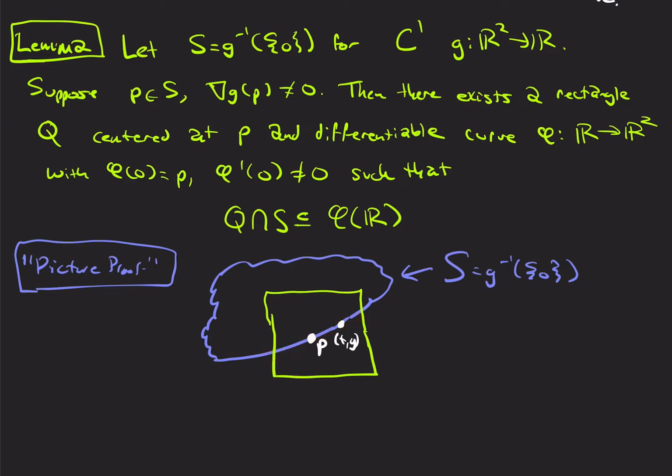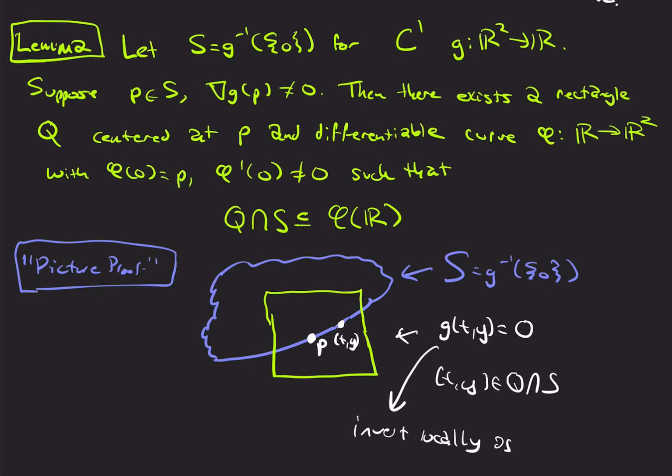The idea here is that if you give me t and y, I know that g of t, y is equal to 0 because it's in the kernel. So t, y is in Q intersect S. I can invert this locally as a function. Let's call it y of t.